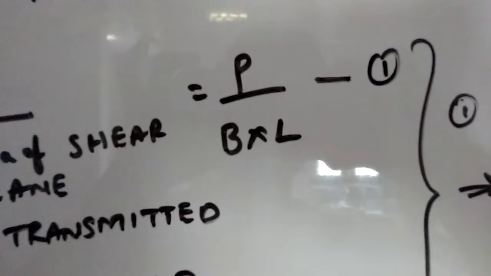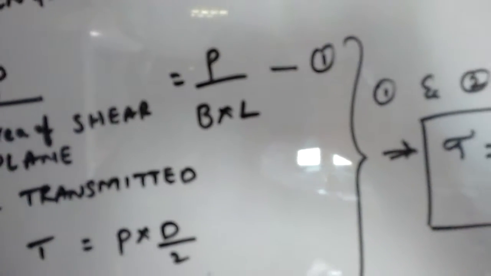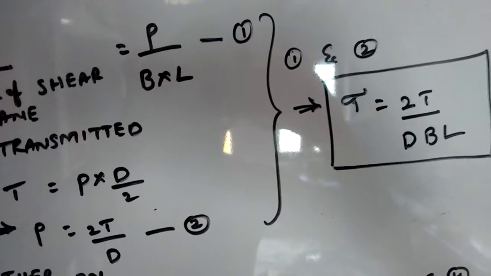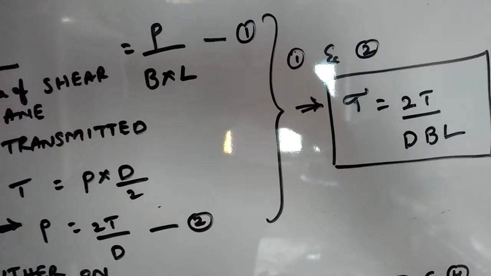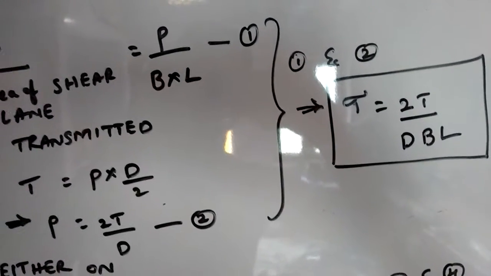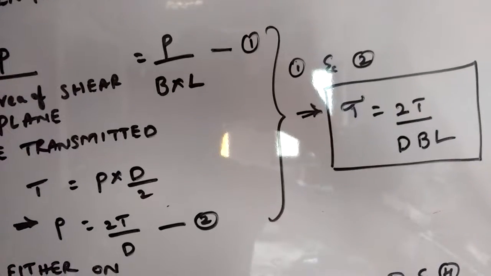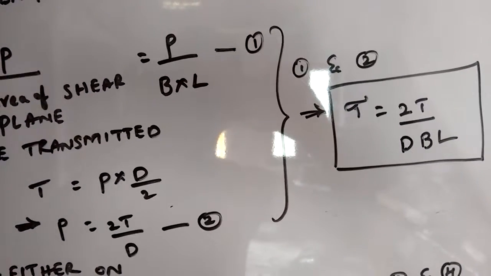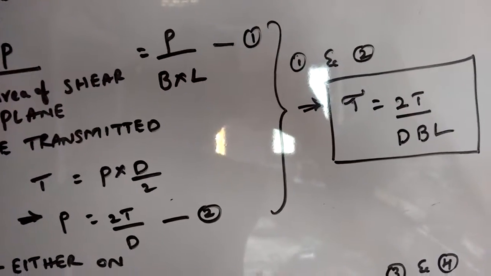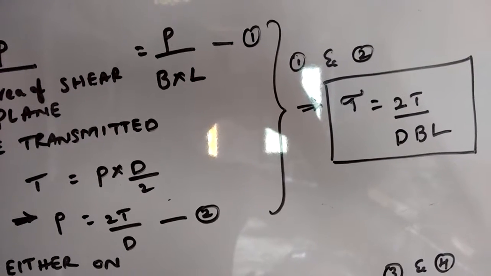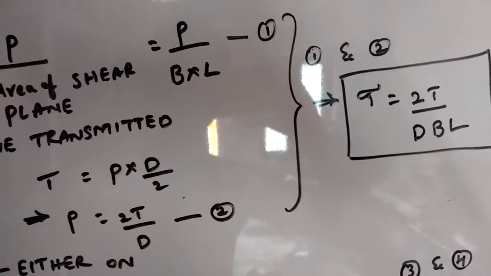From these two equations we can write shear stress is equal to 2T divided by D into B into L. Substitute the value of P in the shear stress equation: shear stress is equal to P divided by B into L, where P is equal to 2T divided by D.